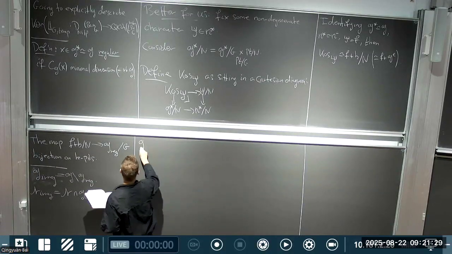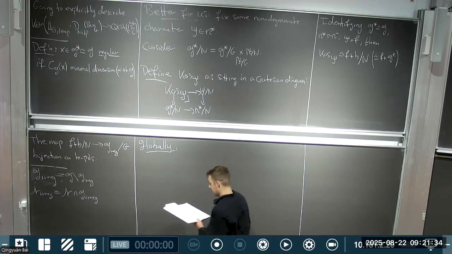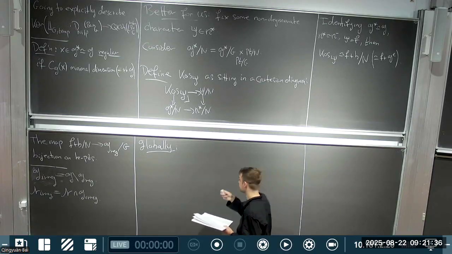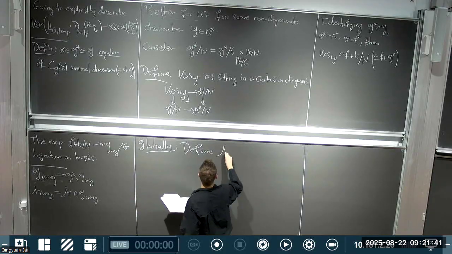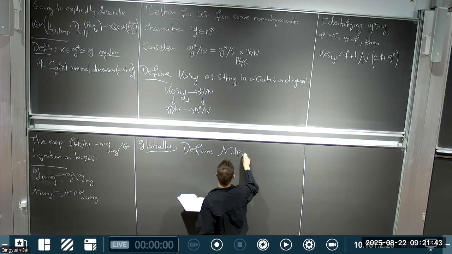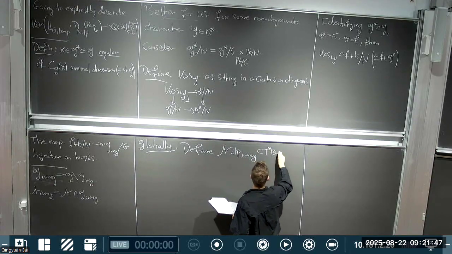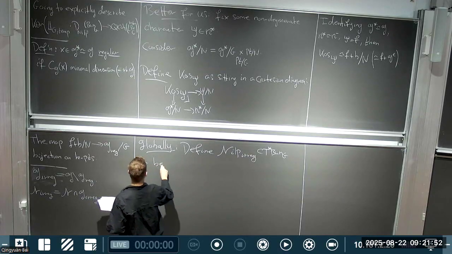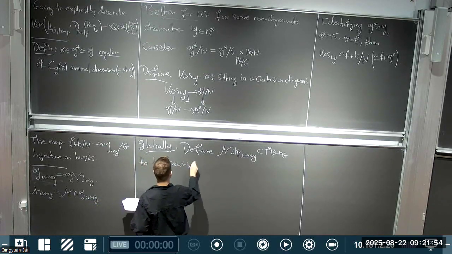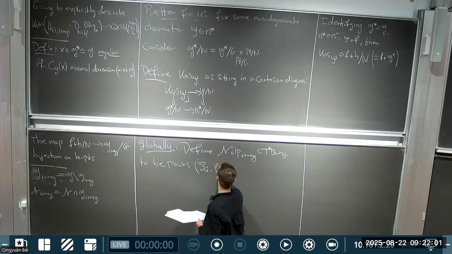Now let's do it globally. Define nil irrec, a closed subset of the cotangent bundle of Bun G, to be the pairs of, we've seen that the cotangent bundle of Bun G classifies pairs of a G bundle and a Higgs field.